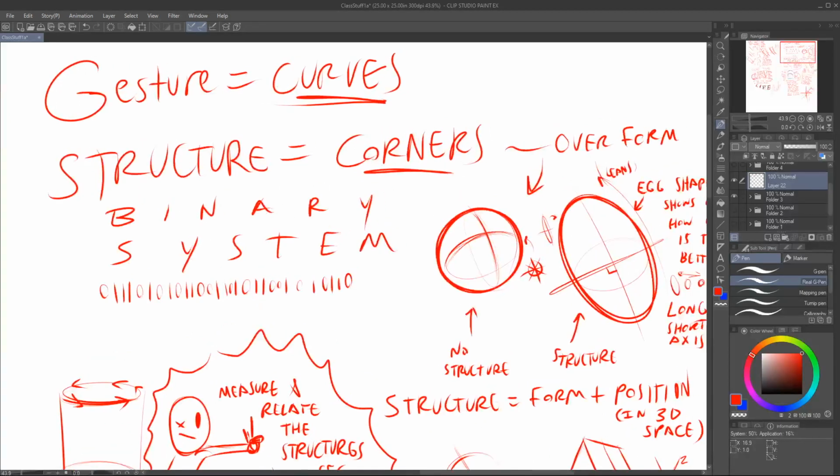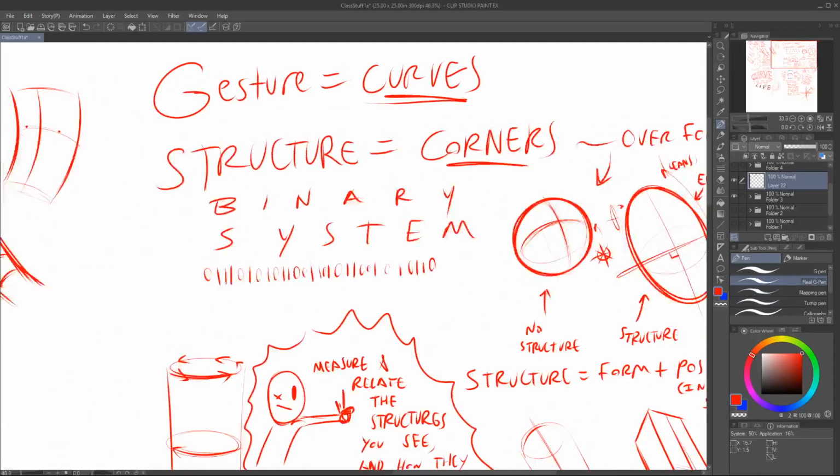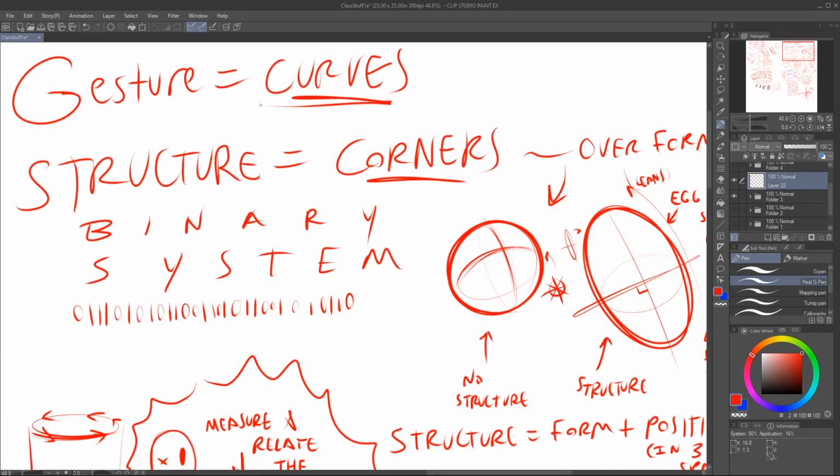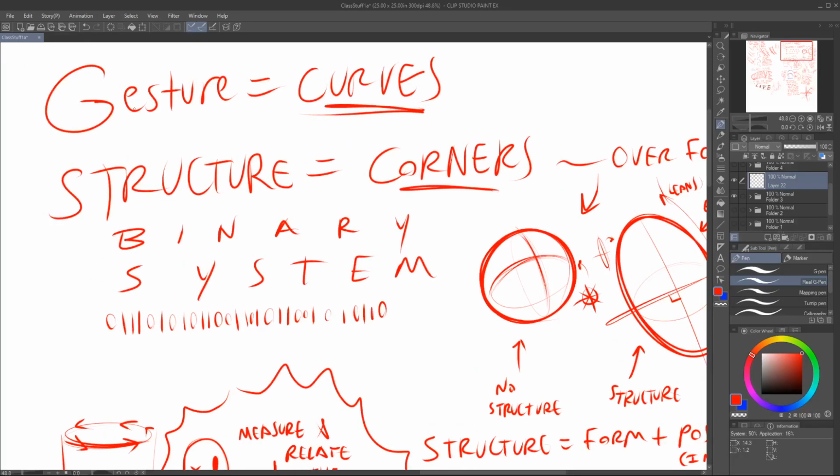But anyway, getting back to my notes, another key concept to remember is that there is a binary system to this that you have to keep in mind, and it works at every level of your drawing. Even when you're getting into rendering, you are going to be using this in the later stages of a drawing, and that is a binary system where gesture essentially means curves, structure equals corners.